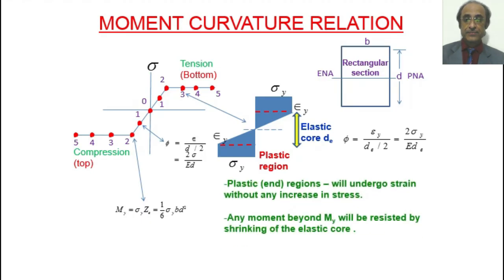So going further, what happens is that now the plastic or the end regions undergo strain without increase in the stress, and any moment which is beyond the yield moment will be resisted by shrinking of the elastic core. So it will shrink, and a limit will come when the two plastic regions at the top and bottom meet, and that happens at point number 5. So then we have the fully plastic section, and the curvature is becoming infinity because the core reduces to 0 depth.